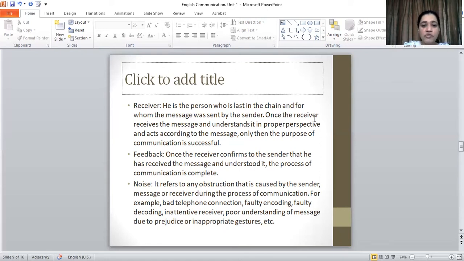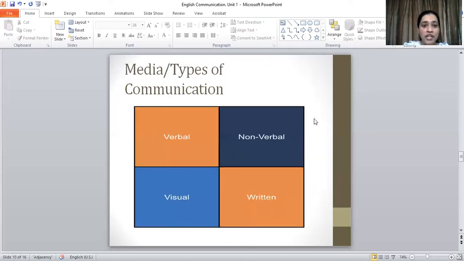The noise, as we mentioned before, refers to any obstruction that is caused by the sender, message, or receiver during the process of communication. For example, it could be as simple as a bad telephone or internet connection. It could be faulty encoding, that's also an issue. Faulty decoding, an inattentive receiver, very common. Poor understanding of the message due to prejudice or inappropriate gestures, etc. Now, let us not forget what we said in the beginning. A lot of the communication process also depends on the mood and the receptivity level of both the sender and the receiver. So this could cause a major problem in the process of communication.